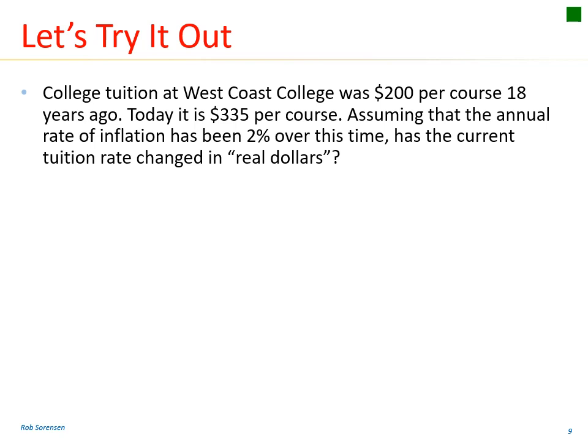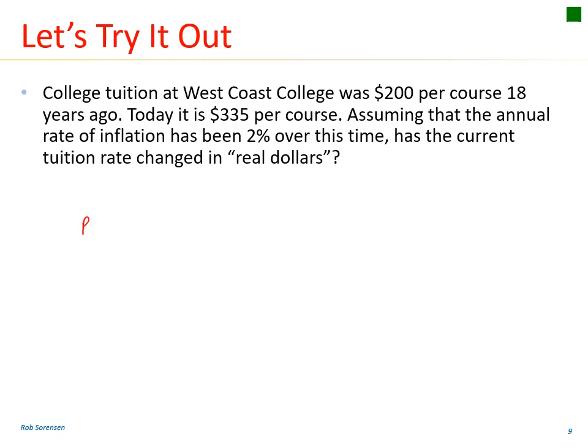Let's have a look here. We've got tuition at West Coast College at $200 per course, but that was 18 years ago. Today they're charging $335 per course. Assuming that the rate of inflation was 2%, has the tuition rate changed much in terms of real dollars? And what I mean by that is if we take the $200 forward, will it be $335, or will the current rate be a bargain, or perhaps maybe more than we expect? So let's have a look at how we could do this.